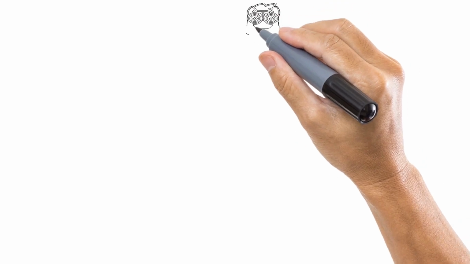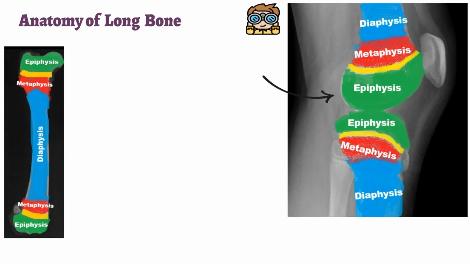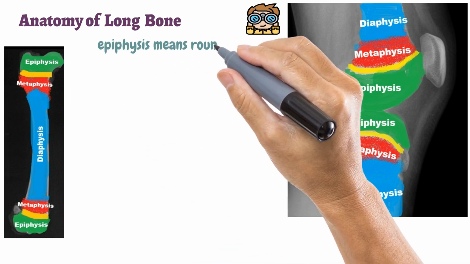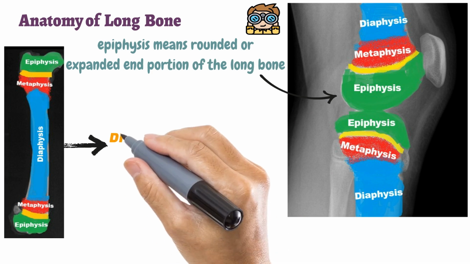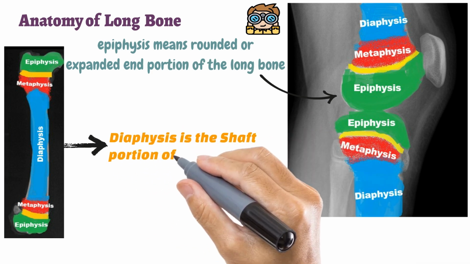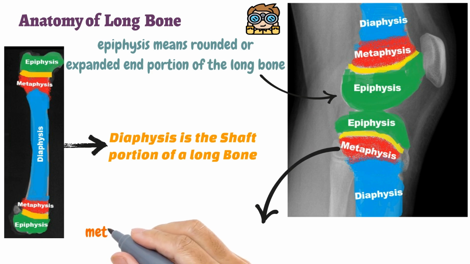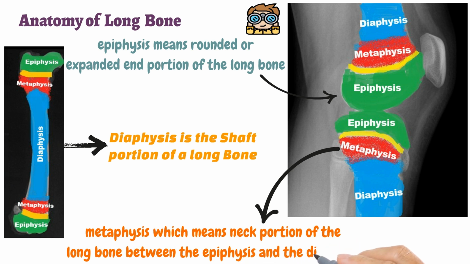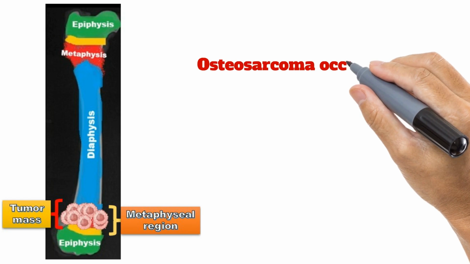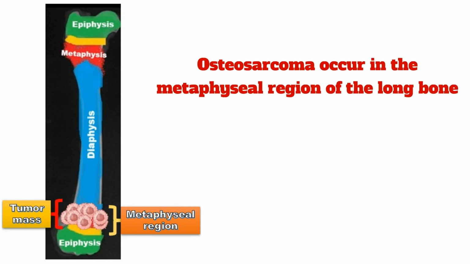Before going ahead, let's look at the anatomy of the long bone briefly. As you can see in the picture, epiphysis means the rounded or expanded end portion of the long bone, and diaphysis is the shaft portion of the long bone as shown in the picture. Now there is another term, the metaphysis, which means the neck portion of the long bone between the epiphysis and the diaphysis, exactly as you can see in the picture. And this osteosarcoma tumor occurs in the metaphyseal region of the long bone. So please remember this important detail.